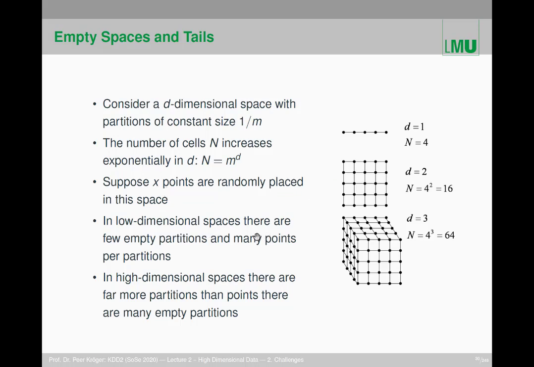In low dimensional spaces, there are just a few empty partitions, or actually all partitions are filled with at least some points. And there are many points per partition. In high dimensional spaces, since we have far more partitions, far more cells, there are many, many empty partitions. So set X, for example, to 4, and just randomly spread that all over, you have a good chance that all of those 4 partitions get exactly 1 point. Now here, since you have 16 partitions and just 4 points, at least 12 partitions will be empty. And the same holds true here. At least 60 partitions will be empty in this case, maybe even more.